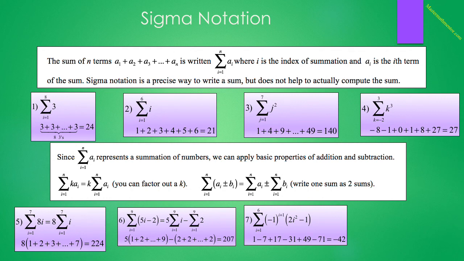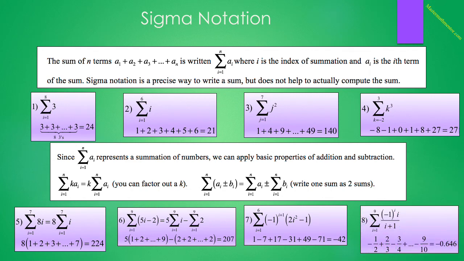So the signs alternate. The numbers are 1, 7, 17, 31, 49, and 71. So 1 minus 7 plus 17 minus 31 plus 49 minus 71 is negative 42.